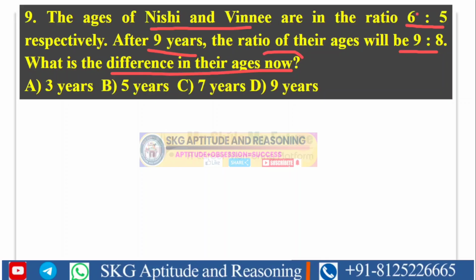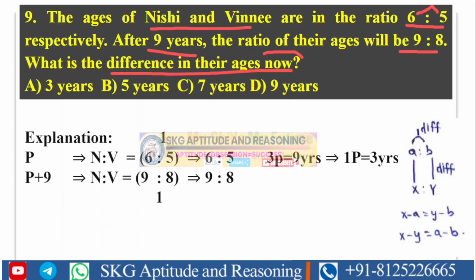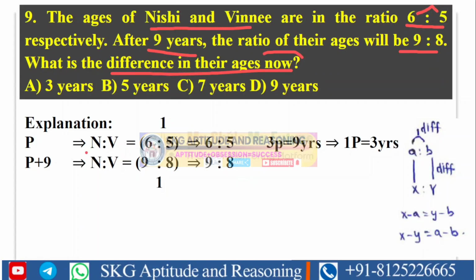If we observe here, the present age difference will be only one part, so we are unable to find that directly. So let us try to find it here. The present ages of Nishi and Vinny are 6 is to 5, and after P plus 9, it will be 9 is to 8. So it will become 6 is to 5 and 9 is to 8. From 5 to 8 or 6 to 9, there is a gap of 3 parts. Those 3 parts will be equal to a 9-year gap, which means one part will be equal to 3 years. So we are getting the answer here. The difference between the present ages of Nishi and Vinny is only one part.